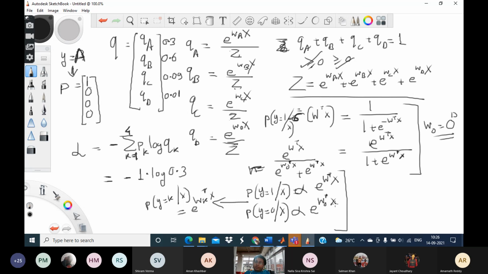Now, will this not work if w naught is not set to the zero vector? If you consider two w's for the two cases, yes, it will still work, but you do not need it. In this particular case, having one w is enough. That's all.